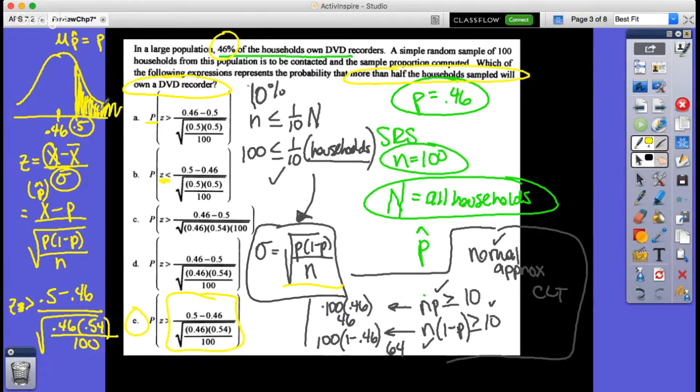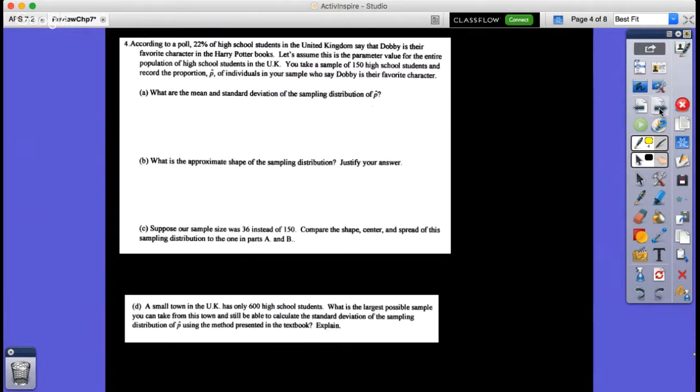Now, you don't have to do everything to this right side over here. Once I notice that we can assume that the 10% condition exists, you can kind of just eyeball it. You don't even necessarily need to write that on multiple choice. And then I could just do whatever's on this left-hand side here, okay? Excellent. All right, now let's go to my next few here.